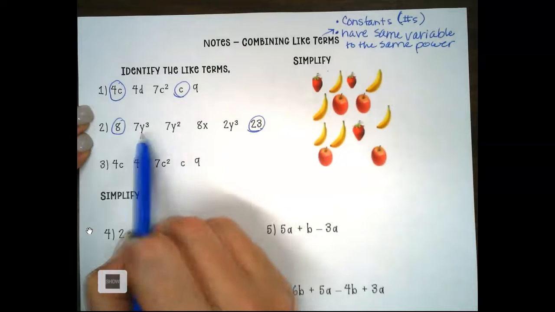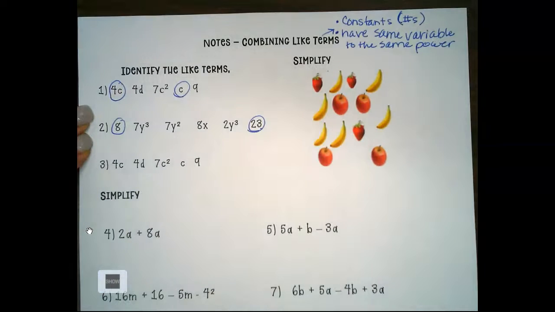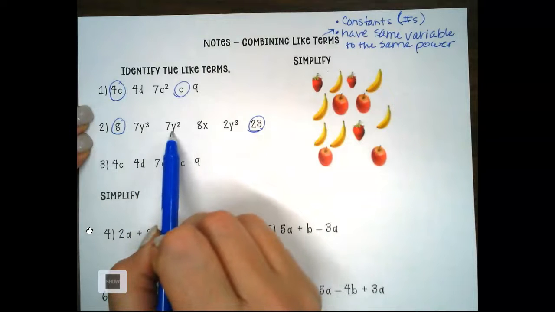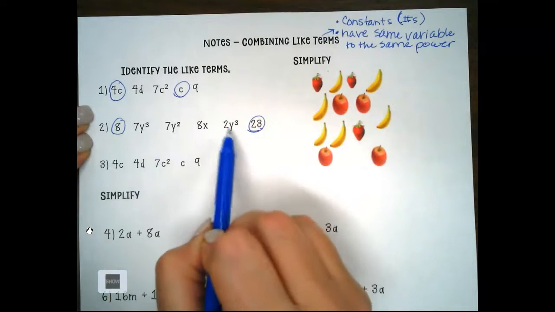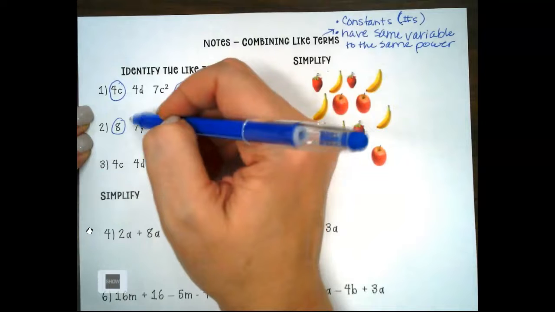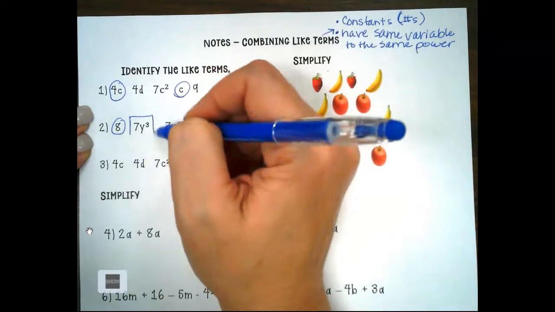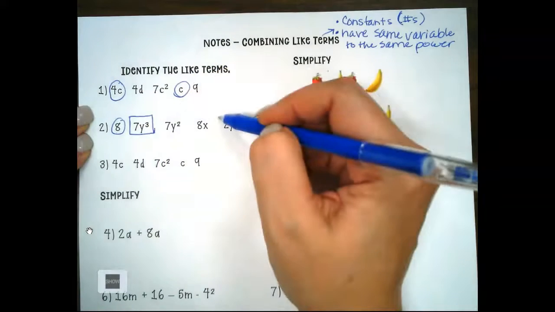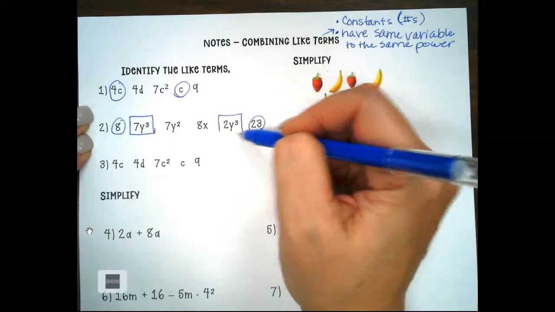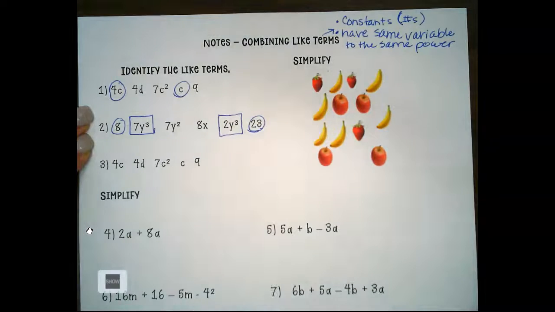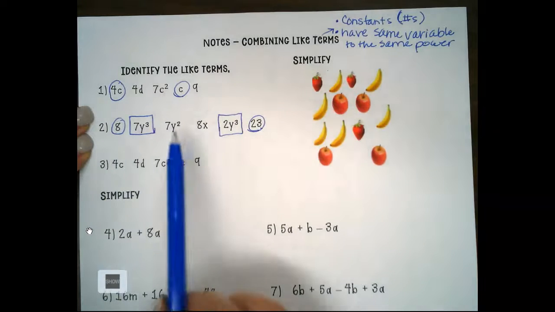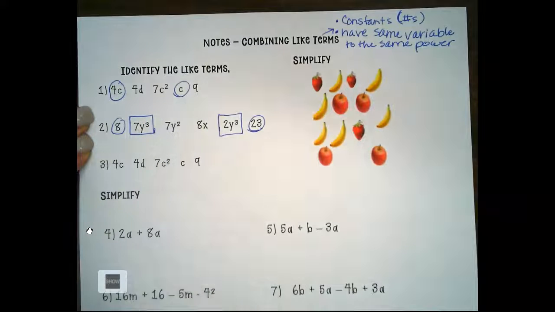Well, y and y. Now we look at the exponents. Y cubed, that's not y cubed. That is y cubed. So I have to use a different symbol for this one so that we know it doesn't match the pair that are constants. So I'm just going to put a rectangle around those two to let us know these are like terms, and these are like terms. These are y squares, these are x's, not like terms.